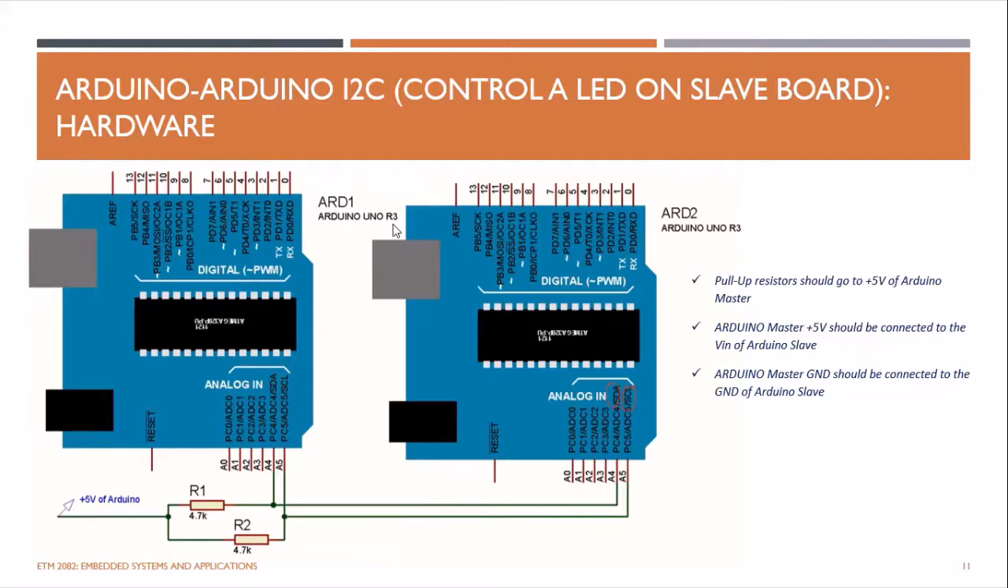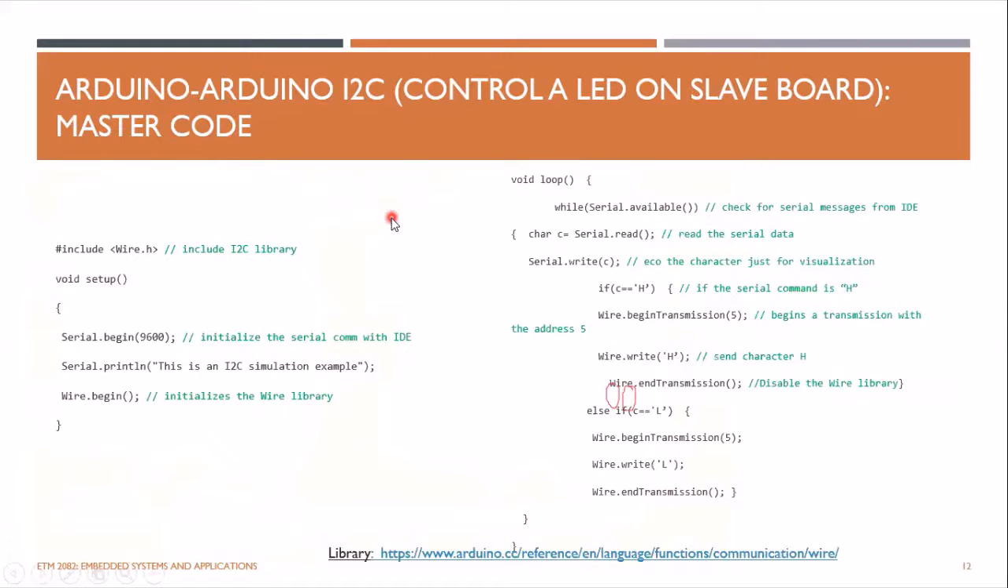Okay, so this is the code for that. I'm using the wire.h library from the Arduino. More details can be found from this link. If you go to the references of the Arduino, all details are available. So you have to include the wire.h header in the code and void setup.